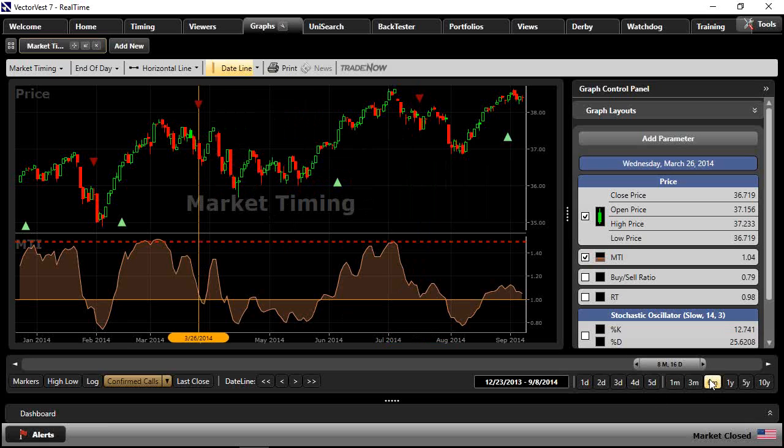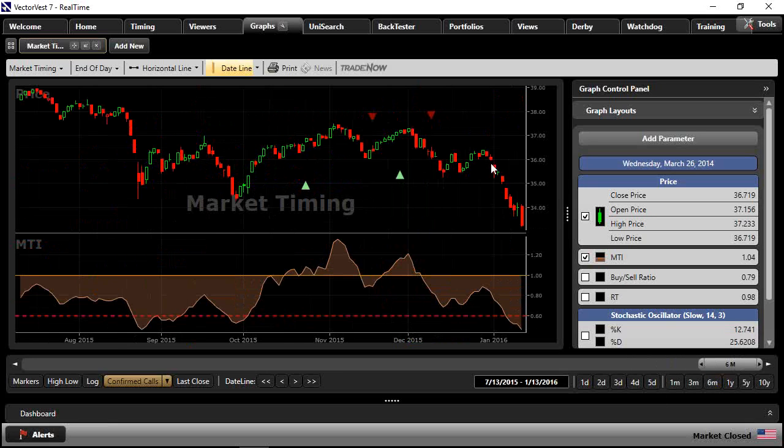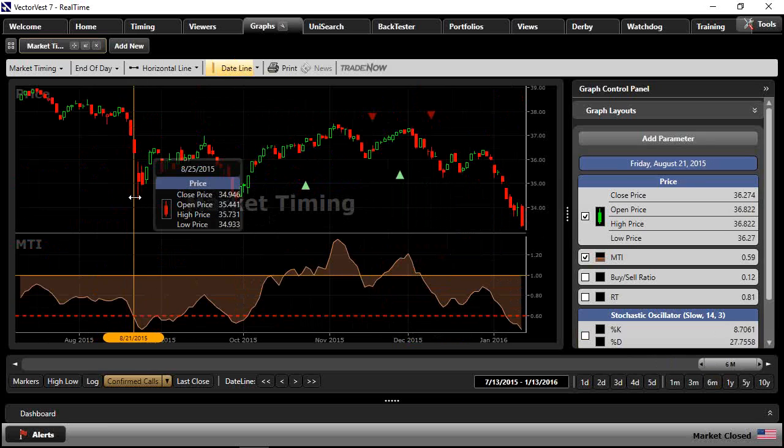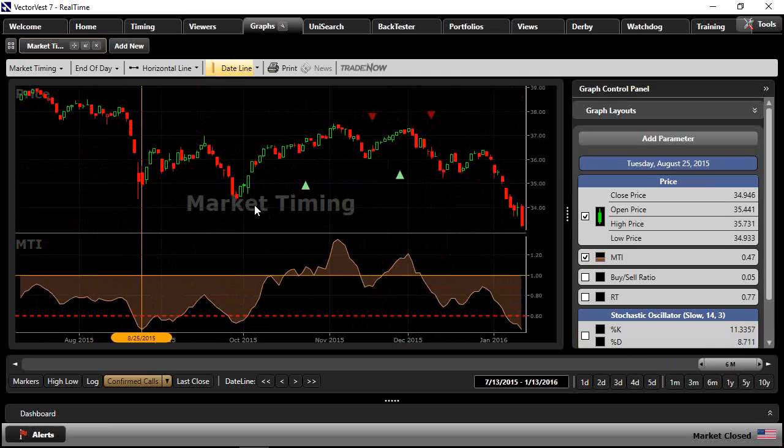Now let's take a look at right now. The market has been getting killed lately. There's no question about it. Okay. The MTI is currently below 0.6. Let's take a look at the other two times over the last 6 months that the MTI went below 0.6. What happened to the market shortly after?